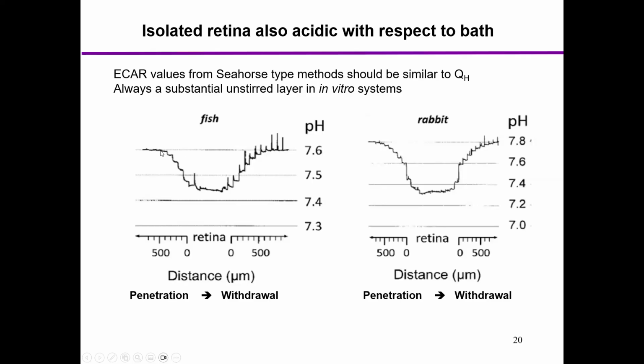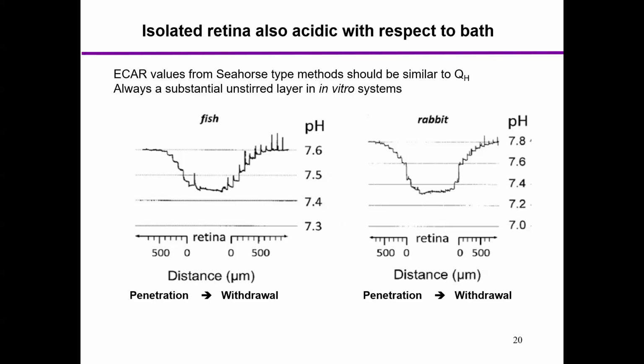And these are with the retina mounted in a sort of traditional chamber with perfusion on both sides. As he approached the retina from the bath, the pH went down. So the retina is considerably more acidic than the bath in cold-blooded retinas as well. And then as he backed the electrode back out, the pH came back up to the bath value. But there's hundreds of microns of unstirred layer here.